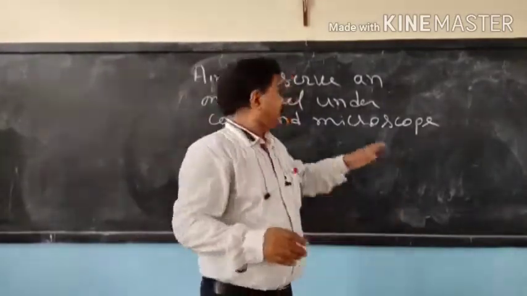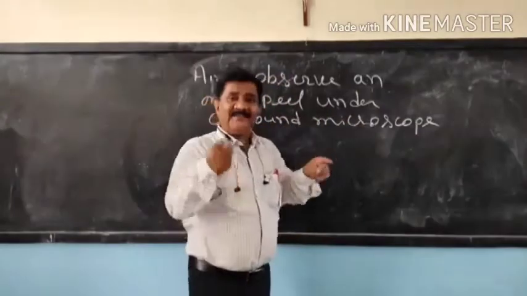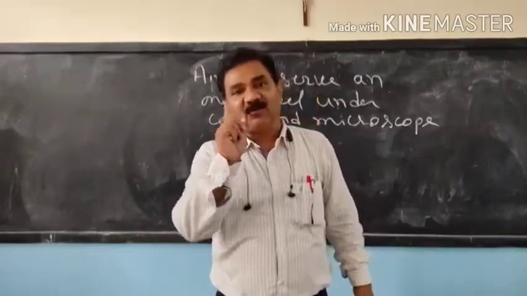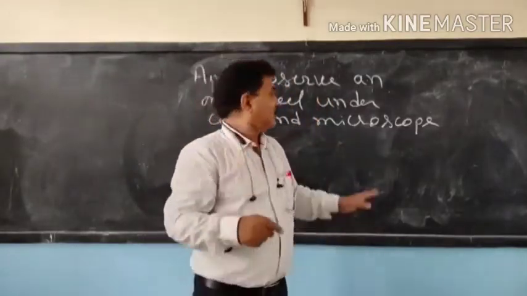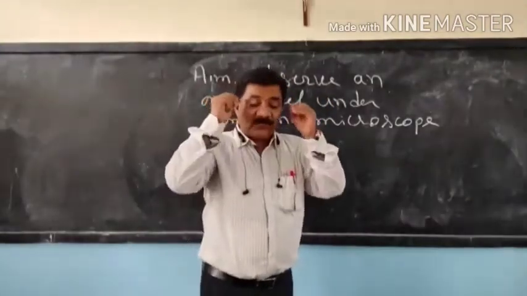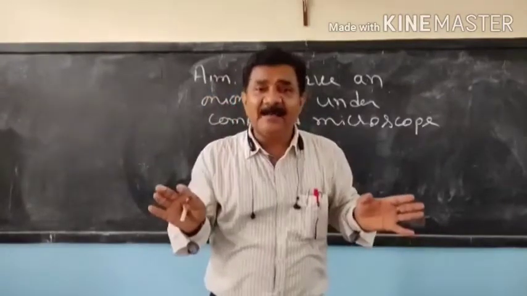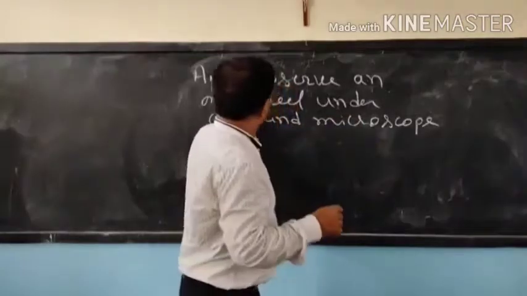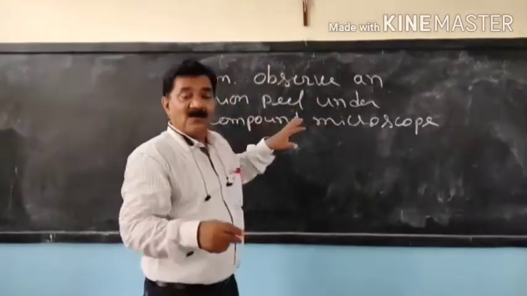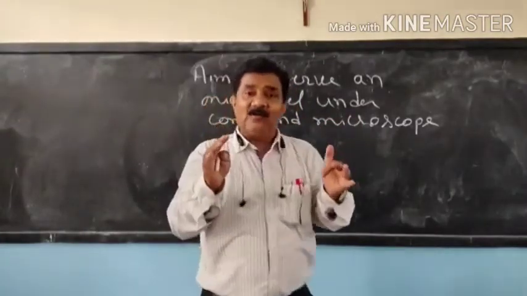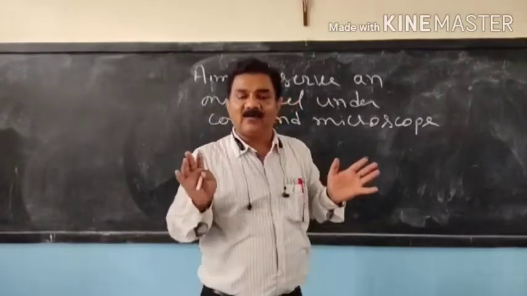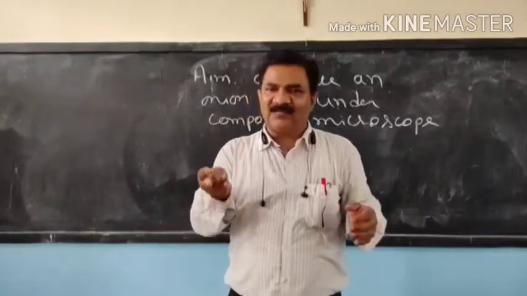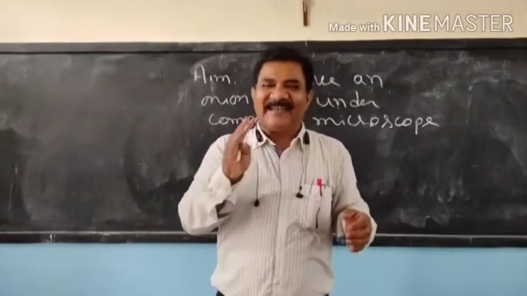And we have discussed that a microscope is a device, an instrument, by the help of which we can see microscopic things. Microscopic means which can't be seen by the naked eyes. So first, before seeing the onion peel, we will learn how to handle a compound microscope. There are different types of microscope: electron microscope, simple microscope, dissecting microscope.